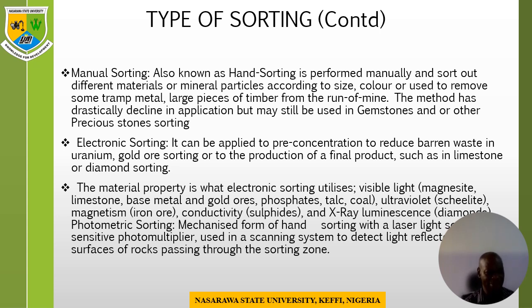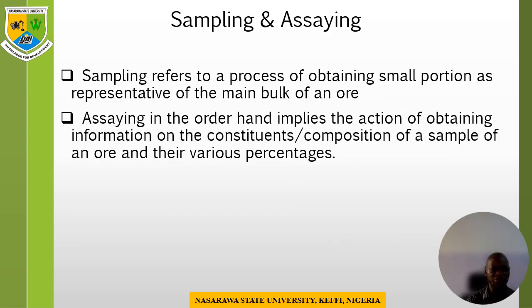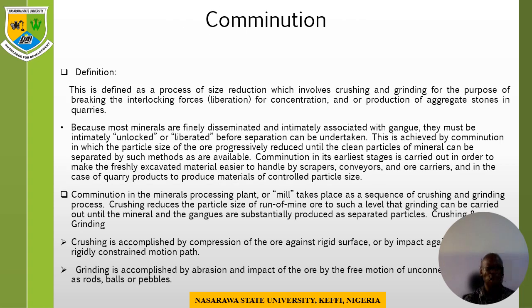Photometric sorting is a mechanized form of hand sorting, but has laser light sensitivity. A sensitive photomultiplier is used to scan the system to detect the reflective surfaces of those rocks that pass through that sorting field. Sampling and assay is very, very important in mineral processing. Sampling refers to the process of obtaining a small portion, while assay, on the other hand, implies the action of obtaining information on the constituents and composition of the sample of ore and their various percentages. That takes us to comminution.